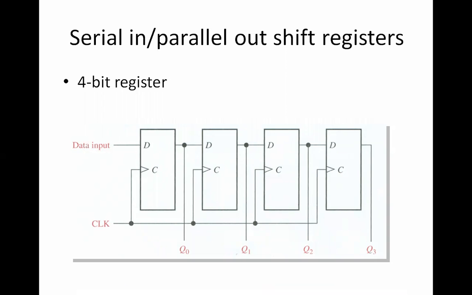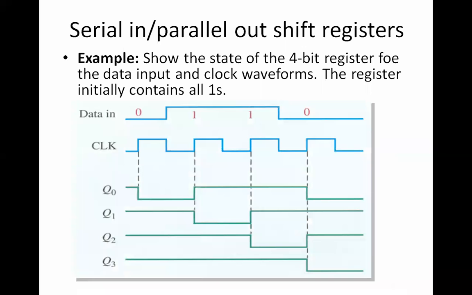We use D flip-flop for this, with data entering through the data input, and each has its own clock, but commonly connected clock. So here I will get Q0, Q1, Q2, Q3. This is a representation of serial in, parallel out. Take this as an example, and we can show how data is transferred from one point to another point.